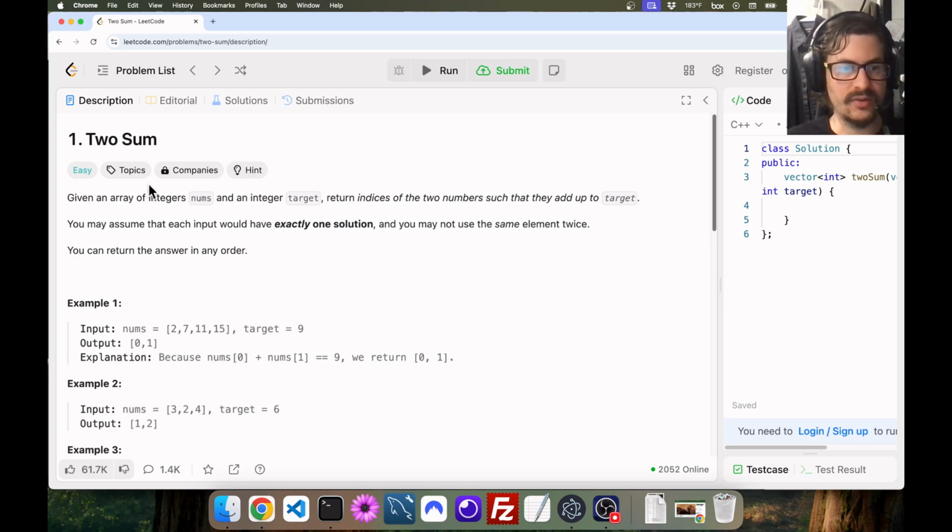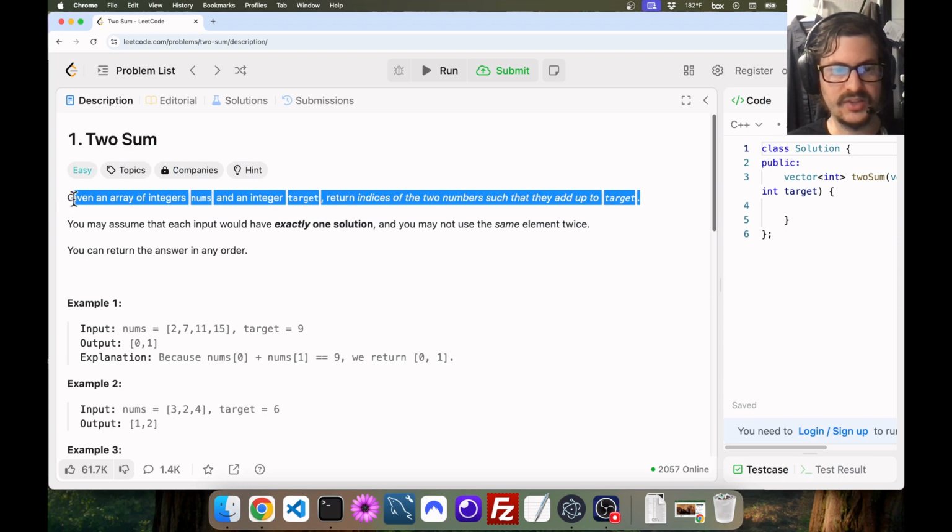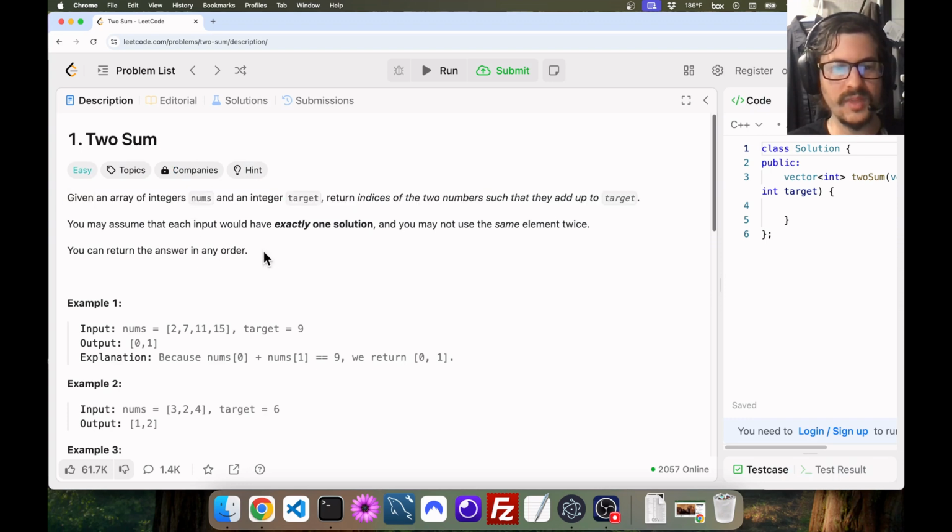But here we actually have an algorithm. Given an array of integers, nums, and an integer target, return indices of the two numbers such that they add up to target. This is the big part right here. This is actually what we're trying to do. These are some criteria. You may assume each input has exactly one solution. You may not use the same element twice. Return the answer in any order.